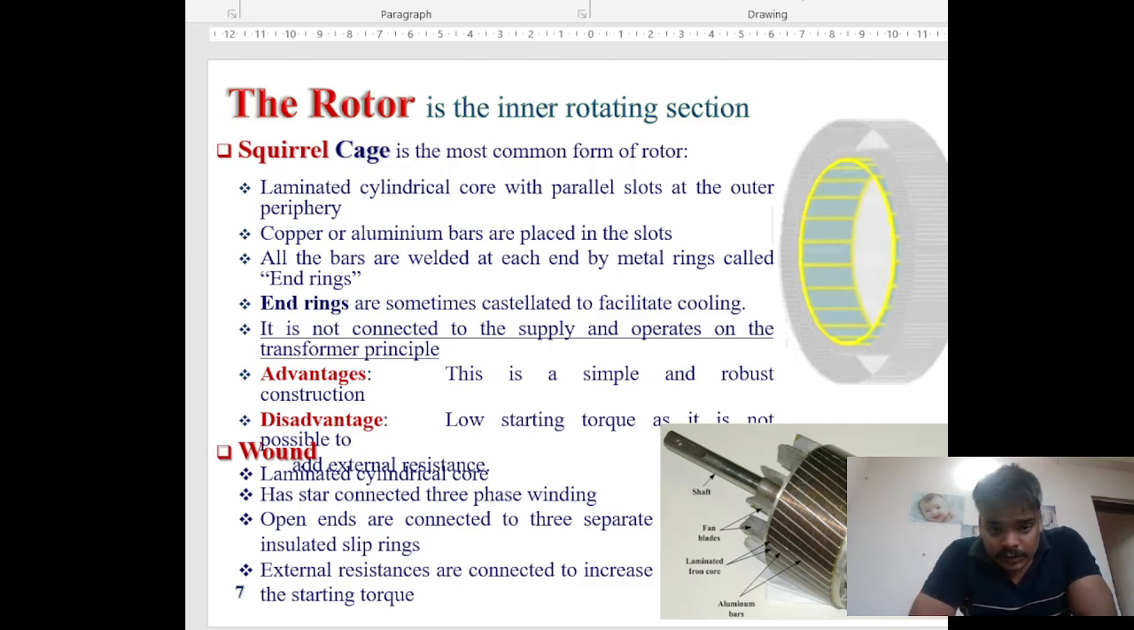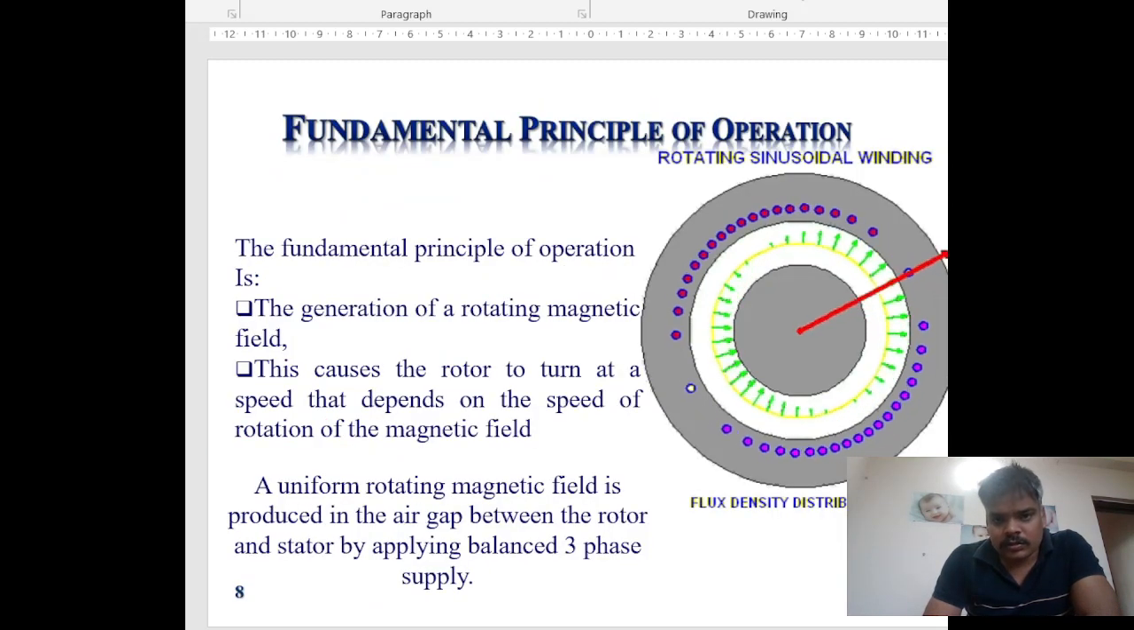Next, rotor construction. The wound rotor is a laminated cylindrical core that has a star connected three phase winding. Open ends are connected to three separate insulated slip rings. External resistances are connected to increase the starting torque.